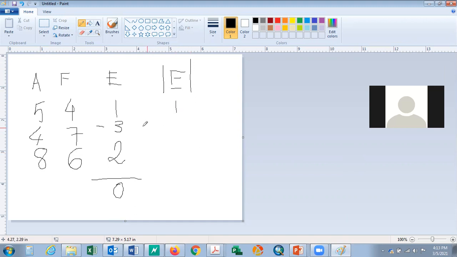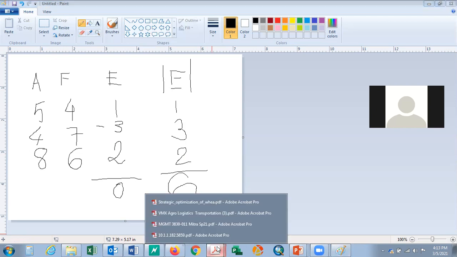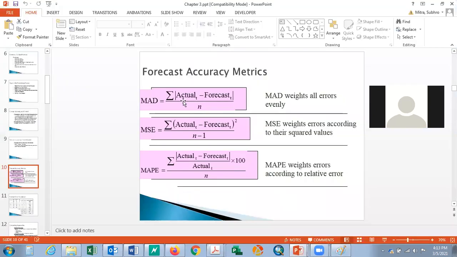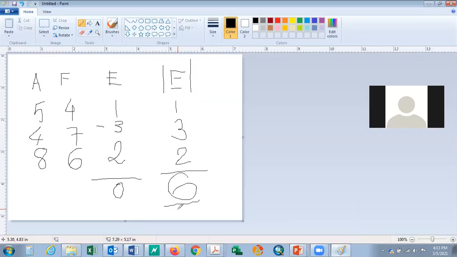So this becomes 1. Positive is always positive. Negative becomes positive, and positive stays positive. Now, if you sum it up, you get a sum of 6. What was the formula for over here? It says MAD, mean absolute deviation. So you sum up the absolute errors and divide by n. Over here, n is 3. So your average error is 2.